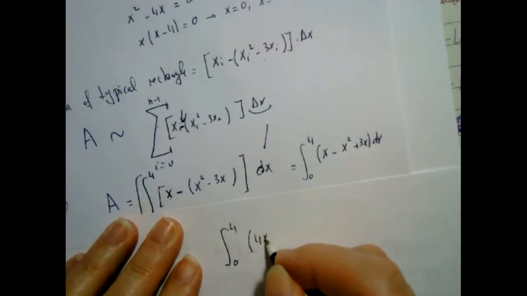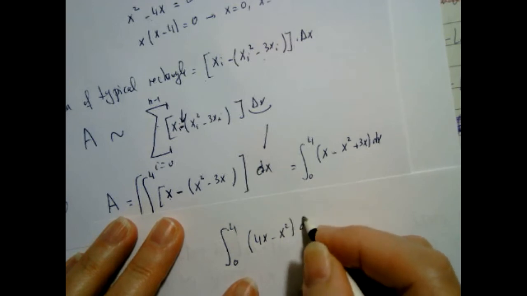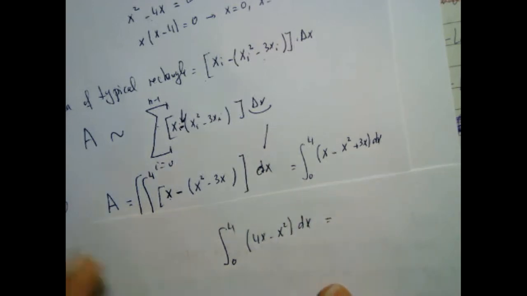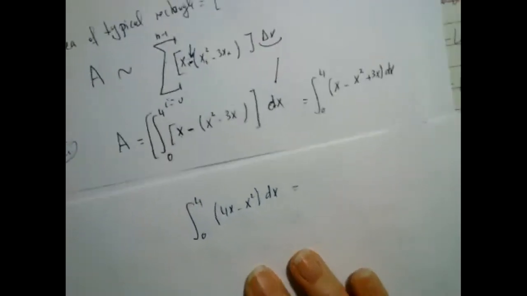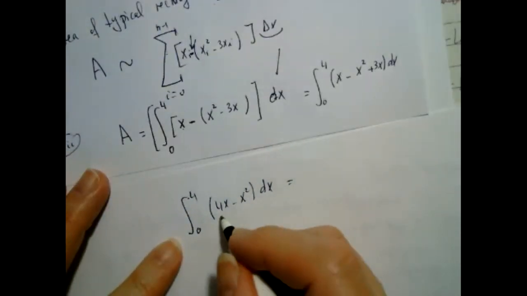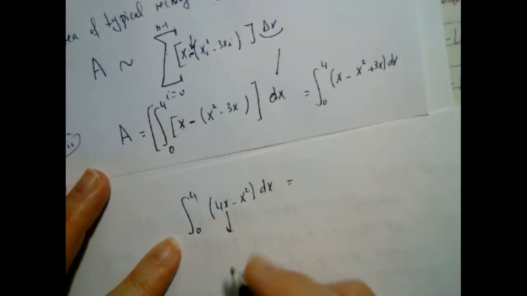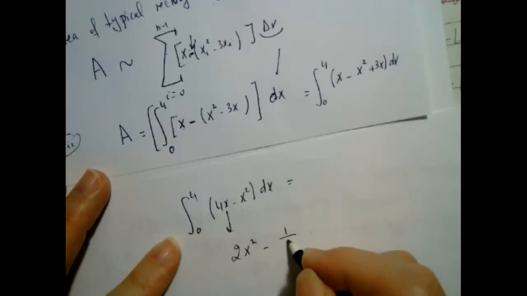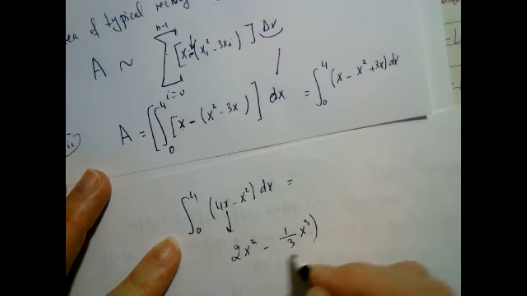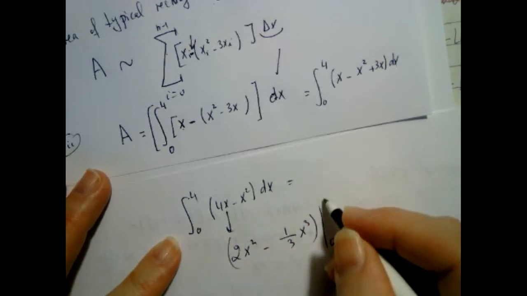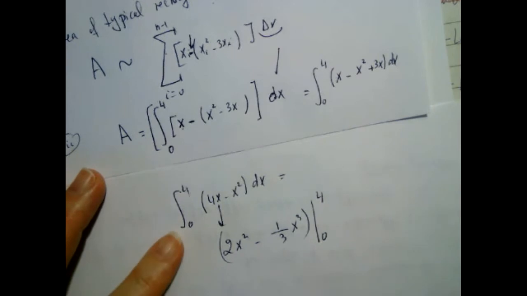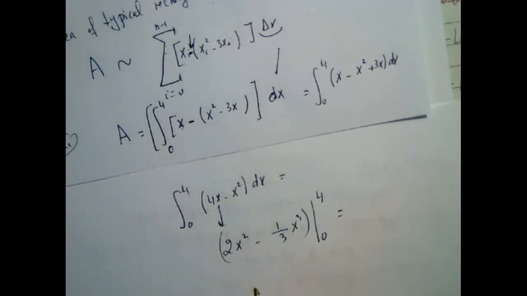Of 4x minus x squared dx. And now it's a simple integral that we shouldn't have any difficulties computing. Antiderivative of 4x is a half x squared. Antiderivative of that is minus a third x cubed between 0 and 4. And finally, I get the following.